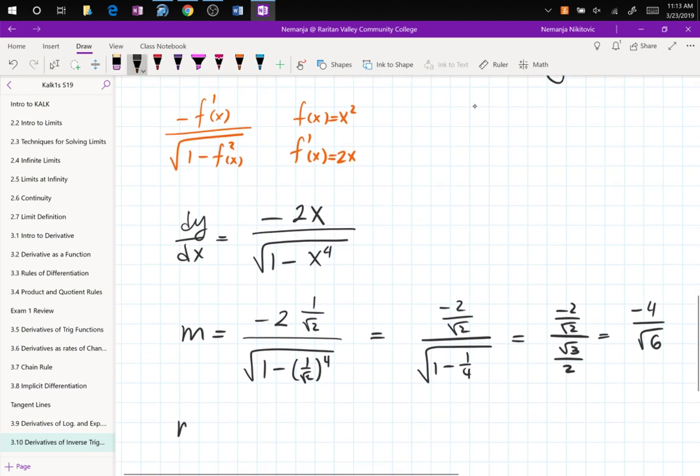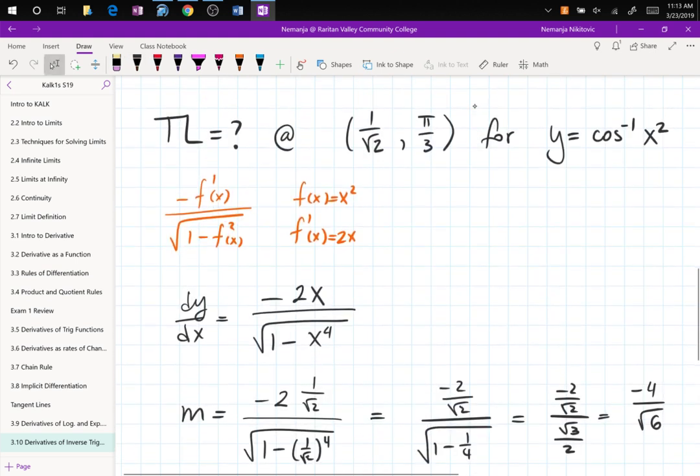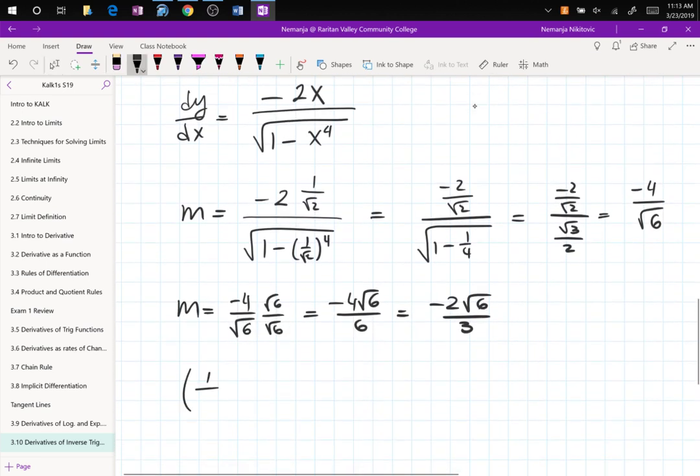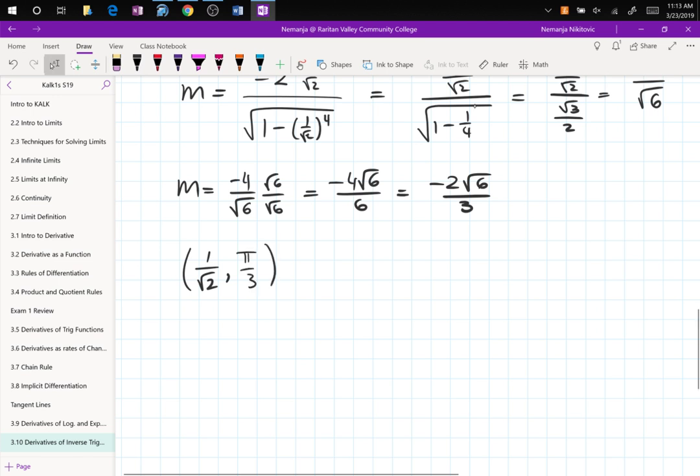m. So now I have slope m, negative 4 over root 6. We can rationalize this. It becomes negative 4 root 6 over 6, which is negative 2 root 6 over 3. So that's our slope. And we have our point, 1 over root 2 and pi over 3, which is root 2 over 2 and pi over 3 when you rationalize.